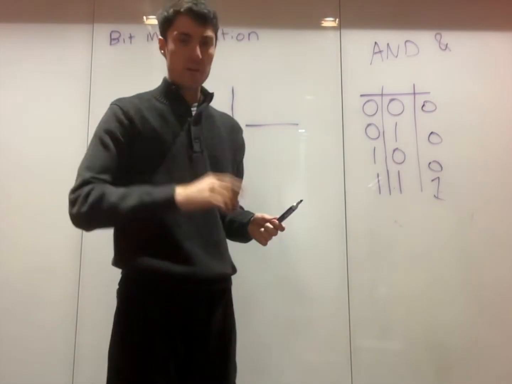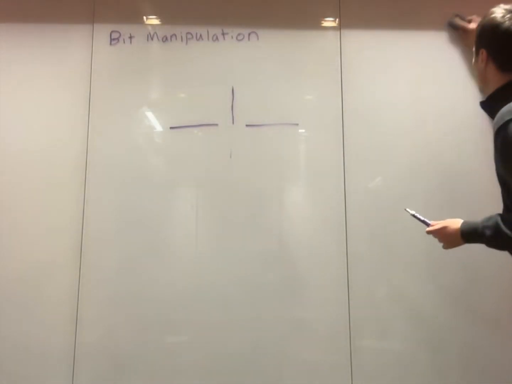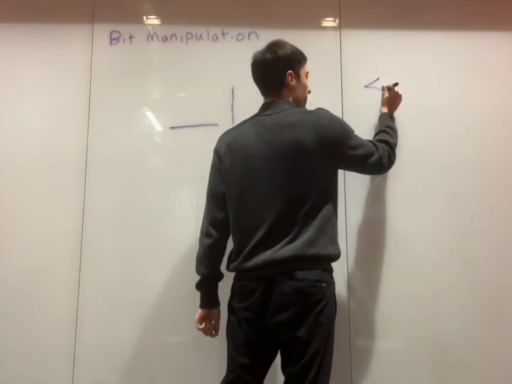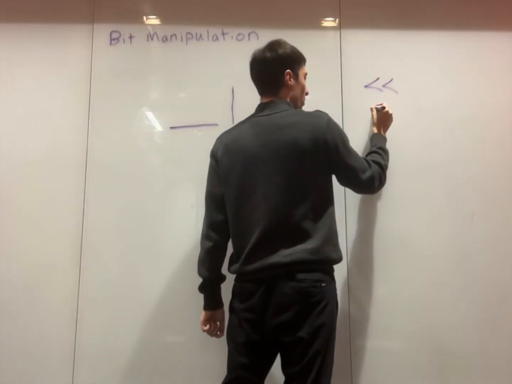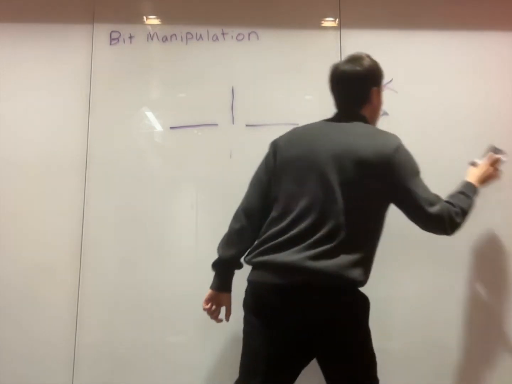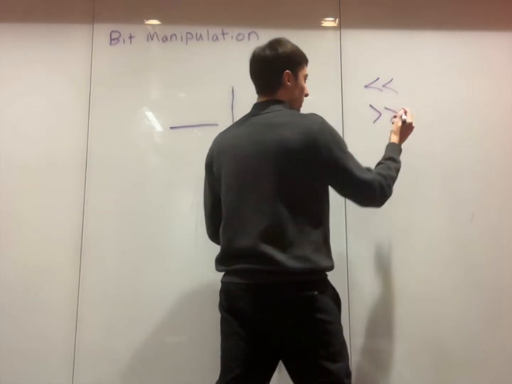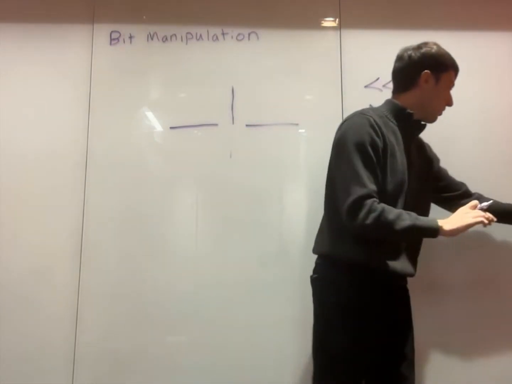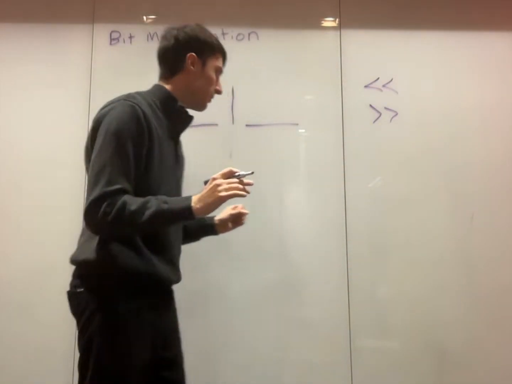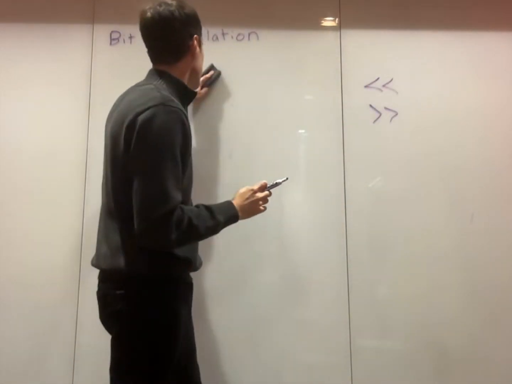There's one other operator that I mentioned that we need to do, which is the shifting operator. So shifting, you can either shift this way or you can shift this way. What this does is it takes a number, a string of numbers, right?